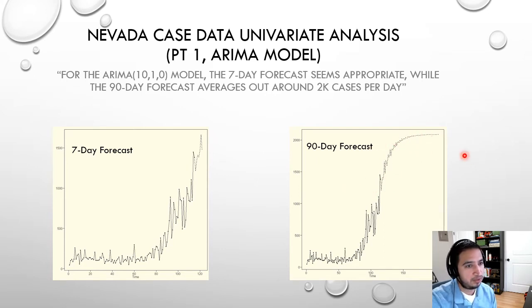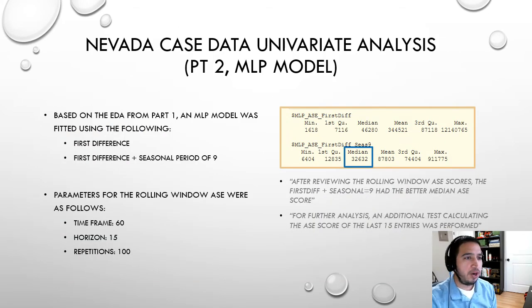So for our next univariate analysis, based on the EDA from part 1, the ARIMA model, we also fitted this model using the first difference plus first difference of seasonal period of 9. As you can see within this table to the right, we did a rolling window ASE score, and it looks as if the seasonal 9 model was best. We were a little unsure, so we ended up doing a further analysis with that.